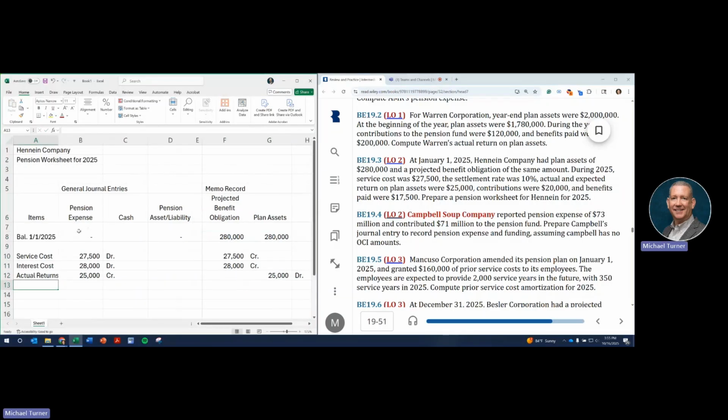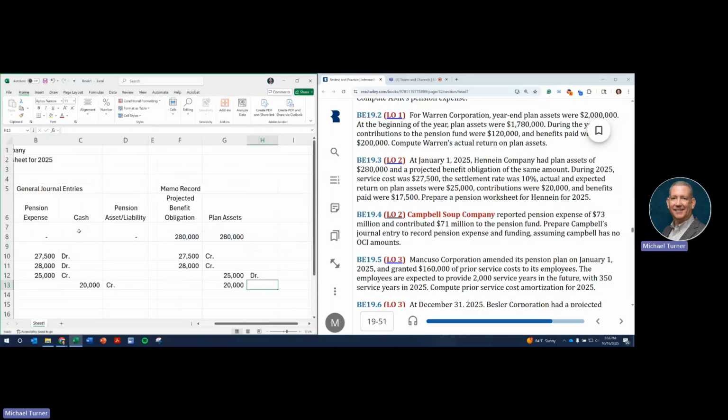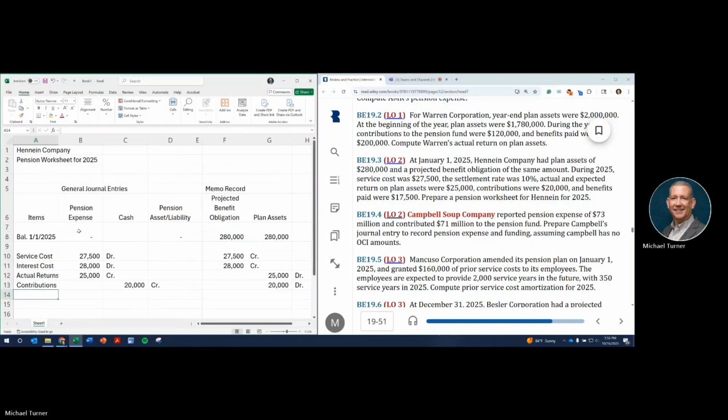Okay, next, let's see if we continue to read through there. We've got contributions were $20,000. So cash contributions. So we know that cash is going to go down as we make the deposit over to the plan assets. So it's a $20,000 credit to cash, and the plan assets would be the corresponding debit.